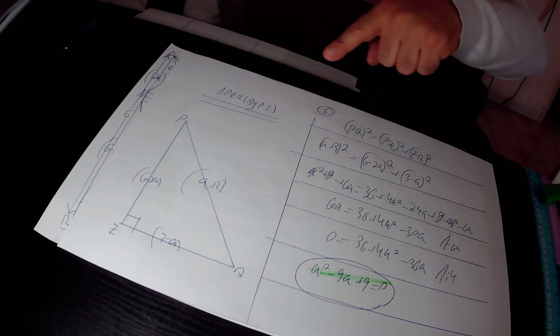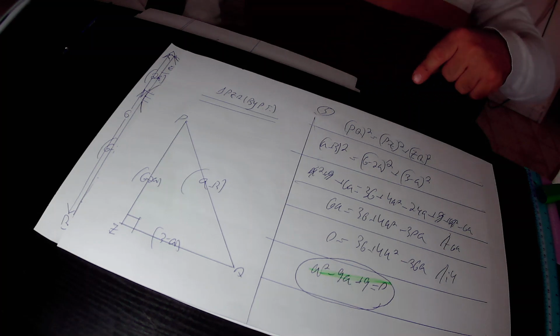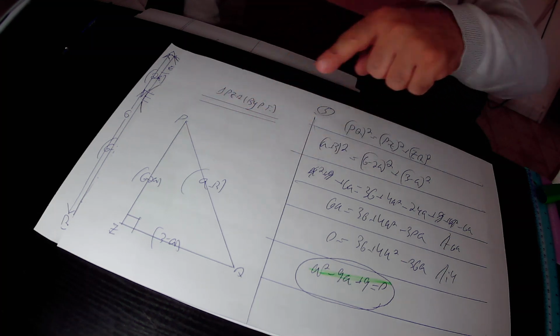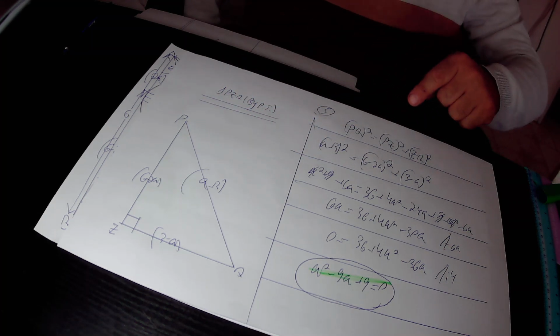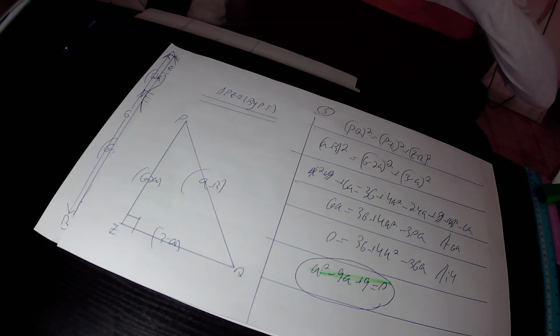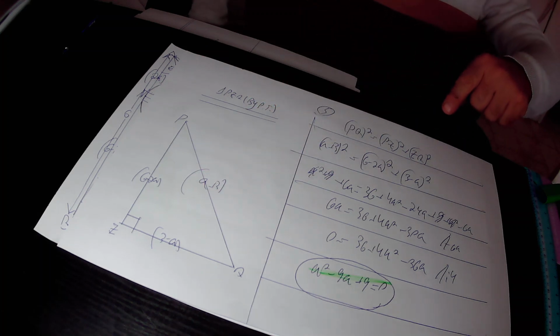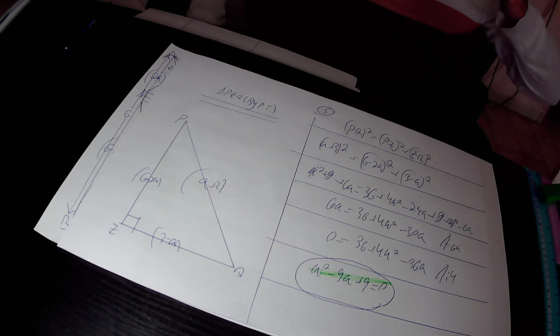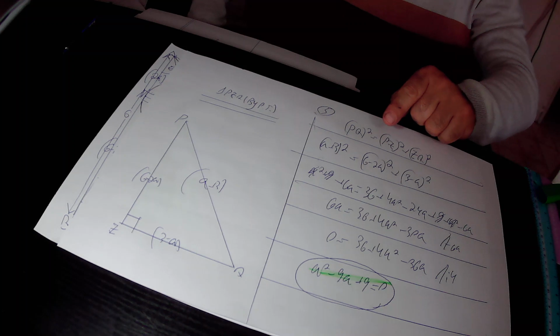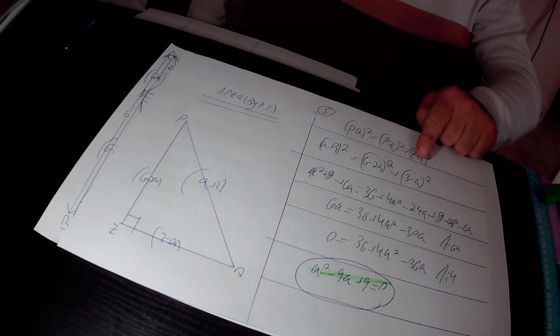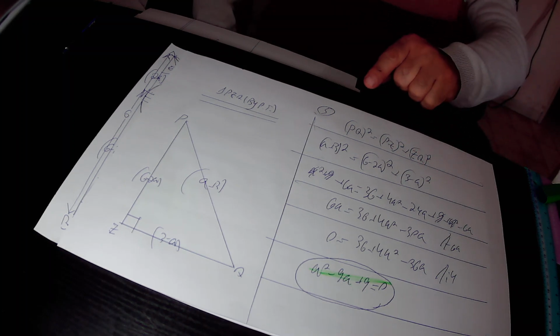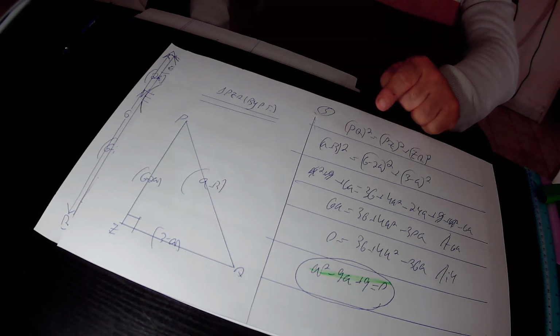PQ is A plus 3, therefore PQ squared is A plus 3 squared, and it must be equal to PZ squared. PZ is 6 minus 2A, therefore PZ squared is 6 minus 2A squared, plus ZQ squared. ZQ is 3 minus A, therefore ZQ squared is 3 minus A squared. So in conclusion, we can find out that A plus 3 squared equals 6 minus 2A squared plus 3 minus A squared. We open the brackets on both sides of the equation.